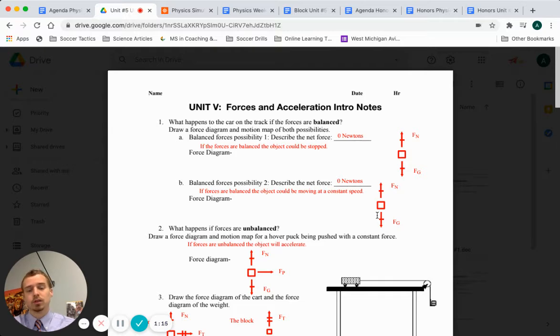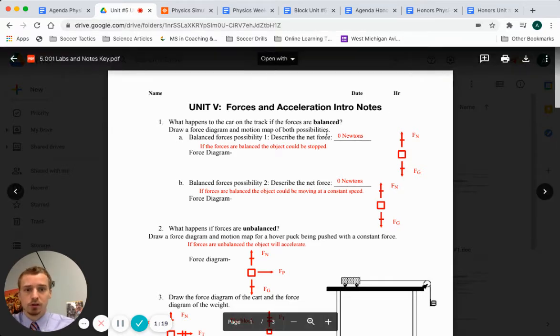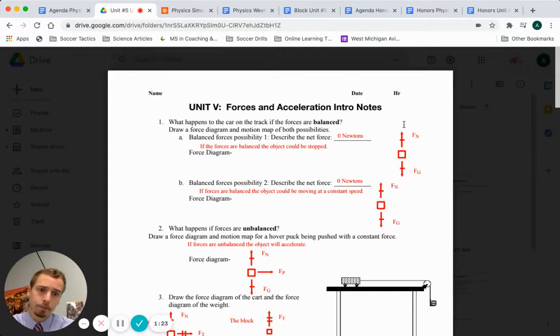So for situation number 1, where the object is stopped, our net force is still 0. My force diagram would just be the force normal going up, force gravity going down, right? If I have a calculator sitting in my hand, the force normal pushing up on it is the same as the force gravity pushing it down. And this object is stopped.